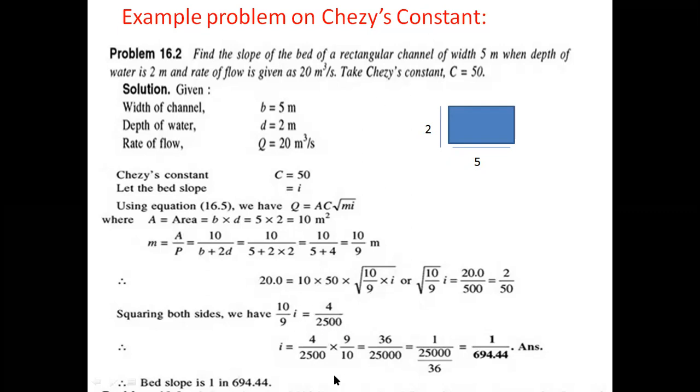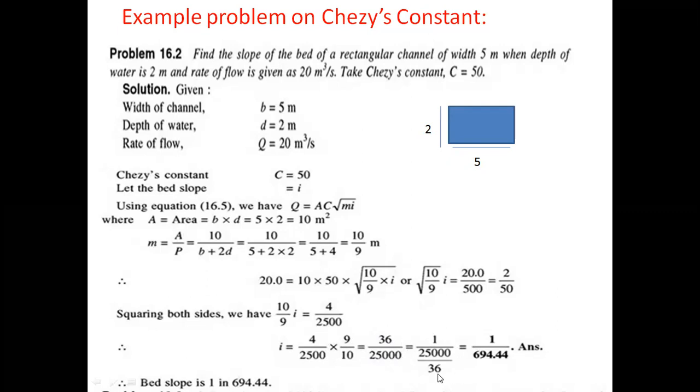As per the problem, we need to find the slope of the bed of the channel, the I value. So I equals 4 by 2500 into 10 by 9; when 10 by 9 comes to the right-hand side, it is reversed to 9 by 10. So I equals 9 into 4, which is 36, over 2500 into 10, which is 25,000.